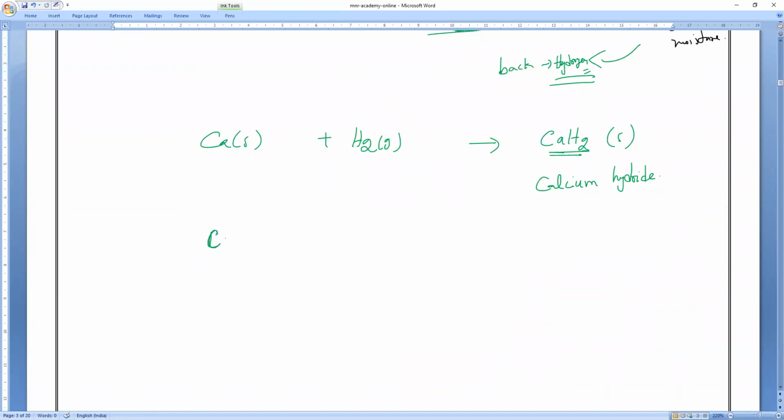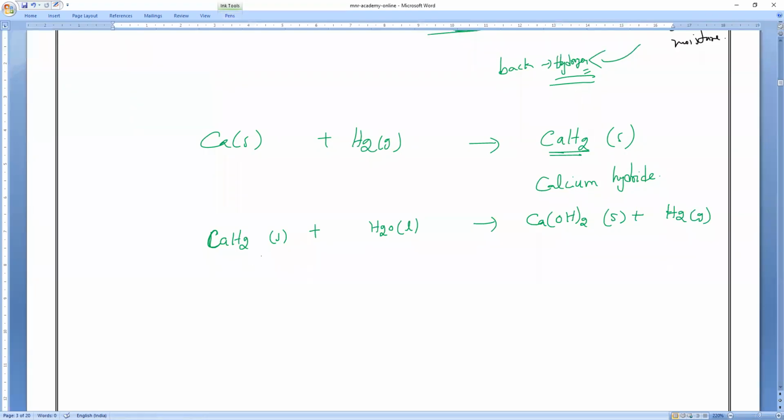Again, they will bring back what? Everybody? Hydrogen. So what is the expected product? Calcium hydroxide plus you are going to get hydrogen gas. So balance it now. This equation is not balanced. Balance it fast.